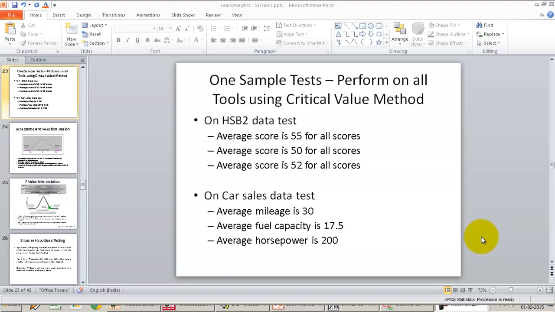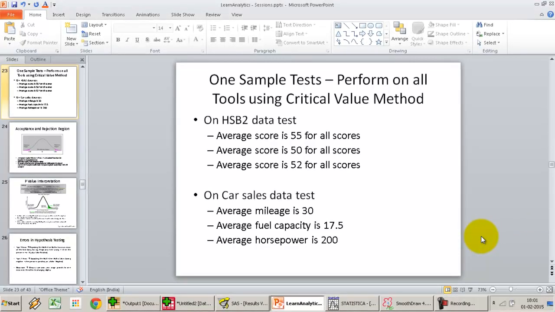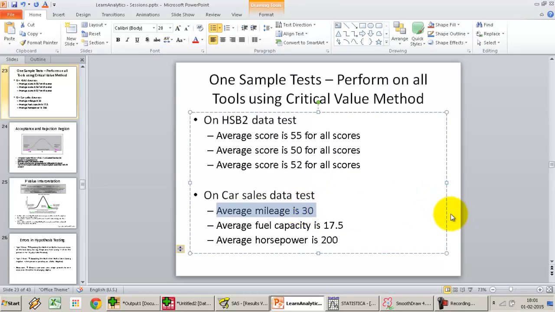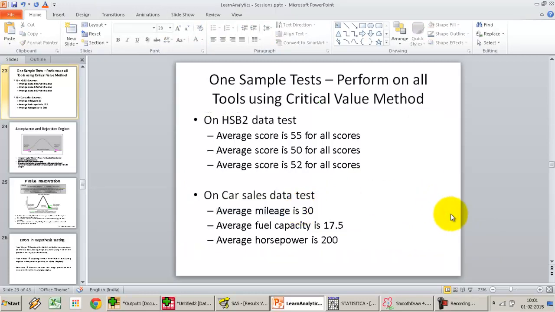In this exercise on the p-value interpretation, we're going to go back to the car sales data now. And this exercise which we had asked you to do on the critical value method, I'll demonstrate this using the p-value method now. On the car sales data, test if average mileage is 30.